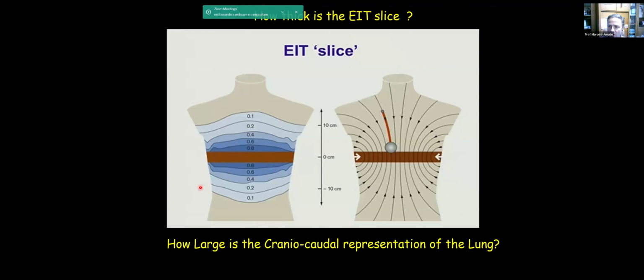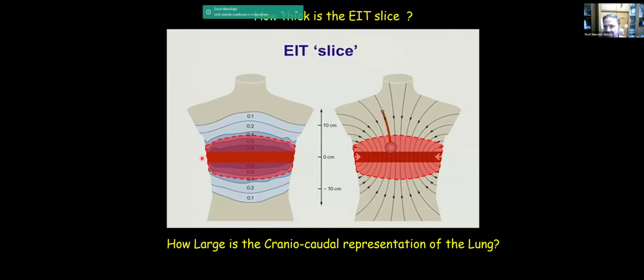But this is not the only problem. Part of the problem is also how the current is spread across the thorax. For instance, there is some debate about how much the current is spread like in a sphere, because the conductivity and the electrical current go like in a sphere when you put this belt on a model like the thorax. So then the question is, how thick is this slice for clinical purposes?